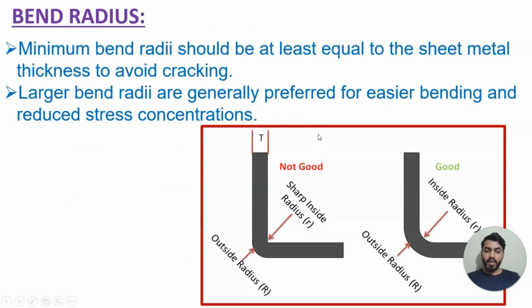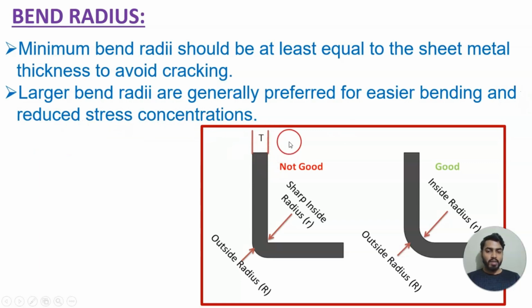Then bend radius. Bend radius is also very important. As we have discussed earlier, the minimum bend radius should be at least equal to the sheet metal thickness to avoid cracking. Let's say for example one sheet has a thickness of 2 mm. If we try to bend this sheet metal, we will get one curvature here. If we are not able to get that curvature, it will crack and tear off. So always remember that the minimum bend radius should be at least the thickness of the sheet. Normally, whatever the sheet thickness is, we will get that minimum bend radius here.